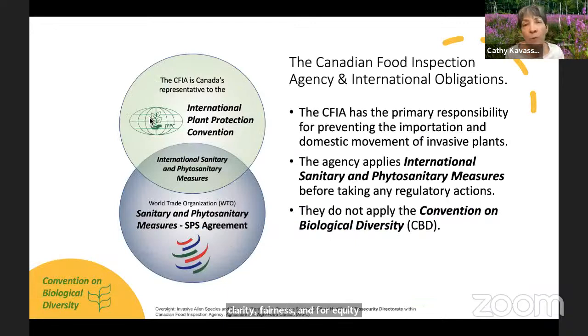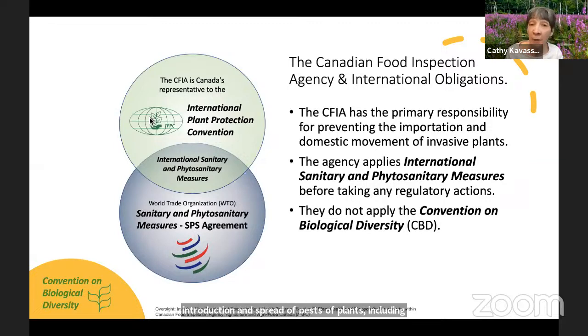To understand why the federal government doesn't take more regulatory action, we need to step back and understand our international obligations with regard to invasive plants. Within the federal government, the Canadian Food Inspection Agency has the primary responsibility for the prevention of the importation and the domestic movement of invasive plants. The CFIA is Canada's representative to the International Plant Protection Convention. This is a multilateral treaty that aims to prevent the introduction and spread of pests of plants, including invasive plants.